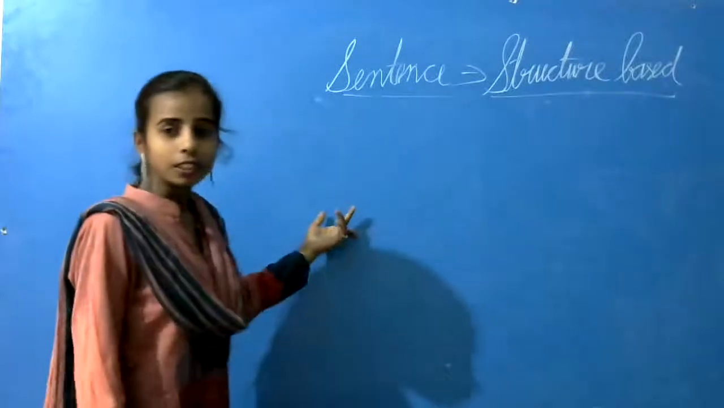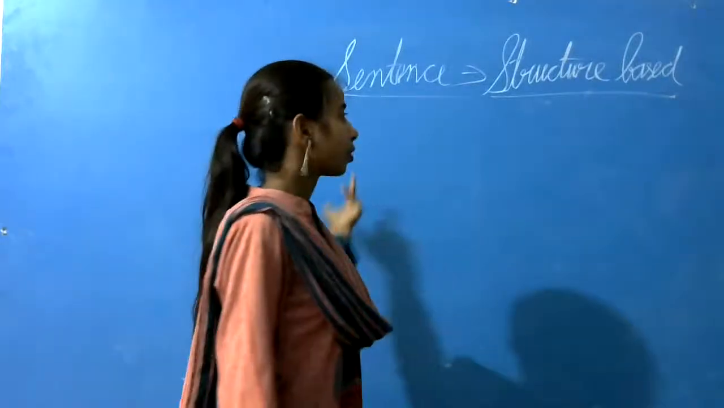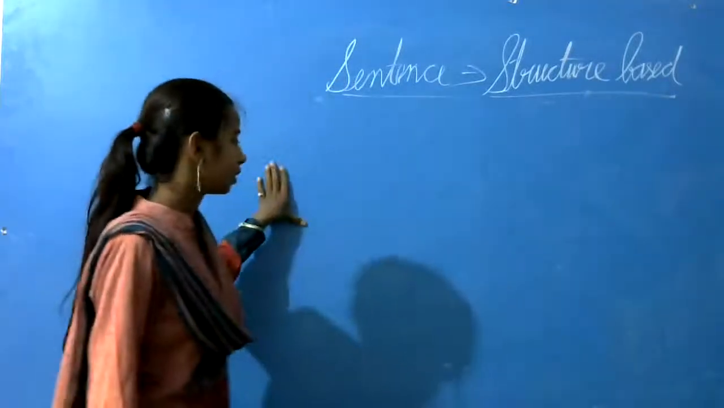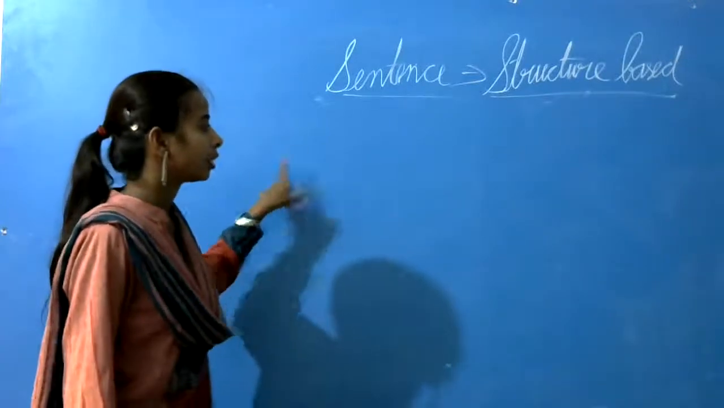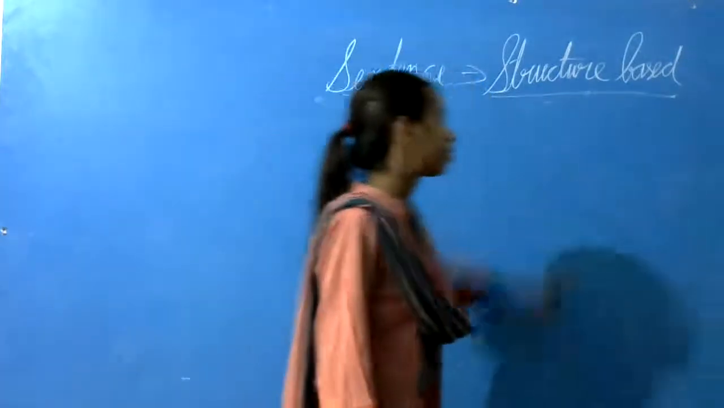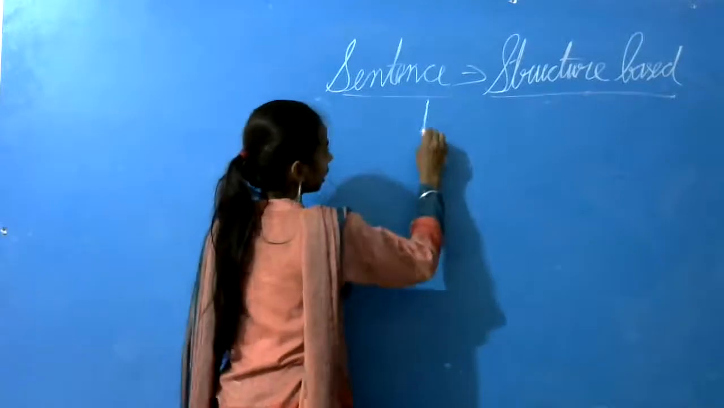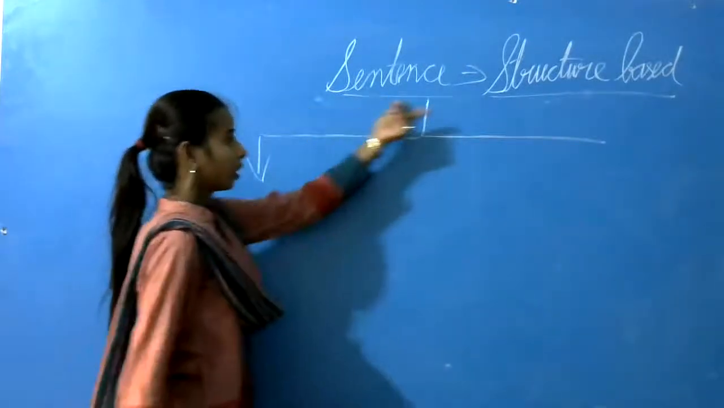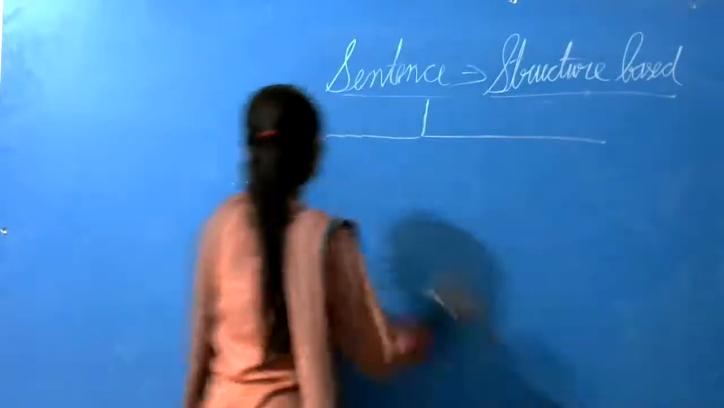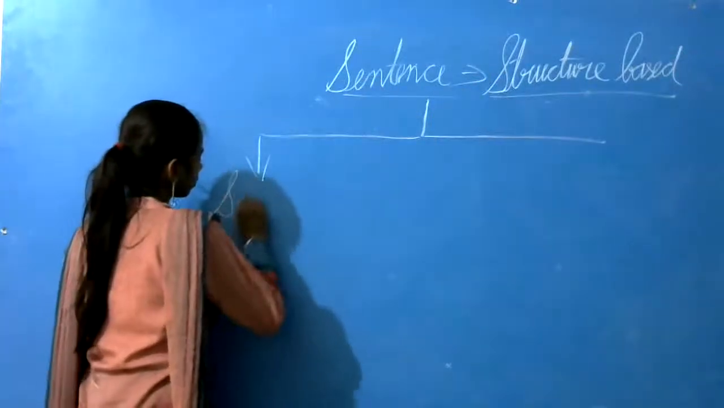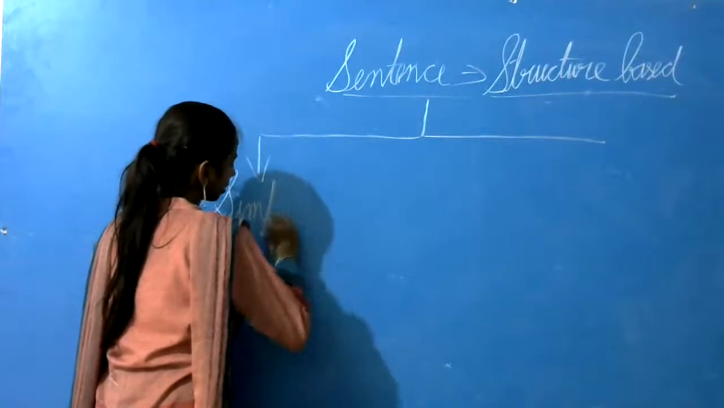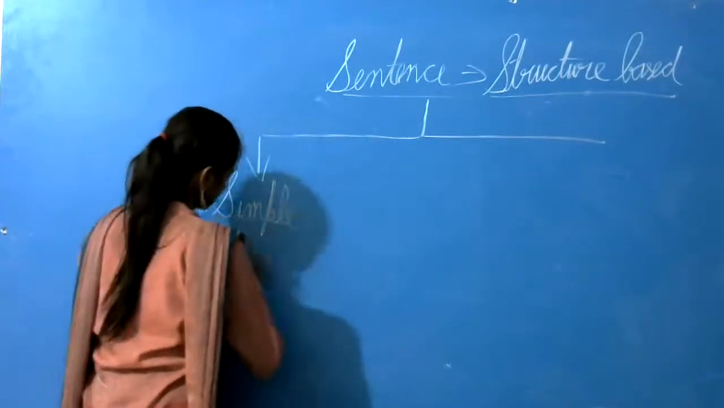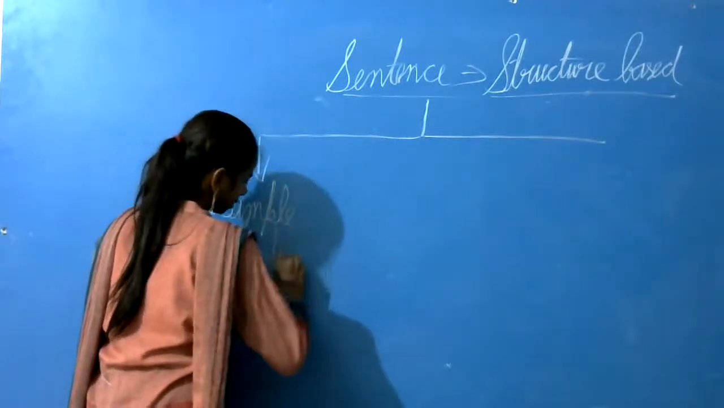A sentence is divided into two parts: subject and predicate. You have learned four types of sentences: assertive, interrogative, imperative, and exclamatory. Today we learn how a sentence is divided based on structure. Structure based sentence is divided into three parts. First is simple sentence.